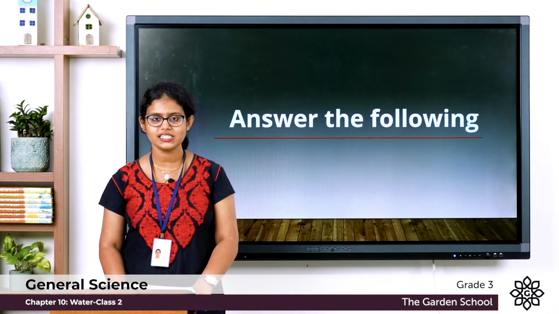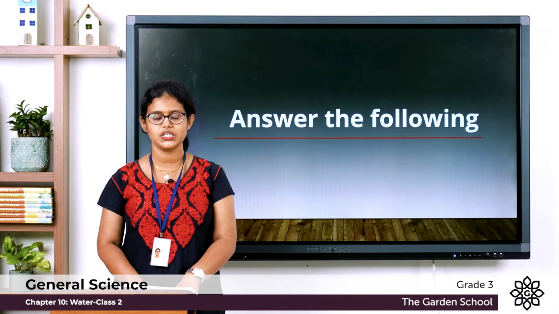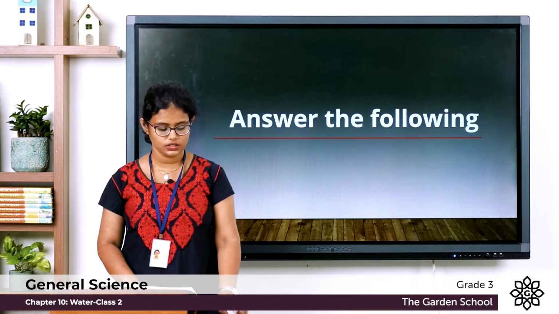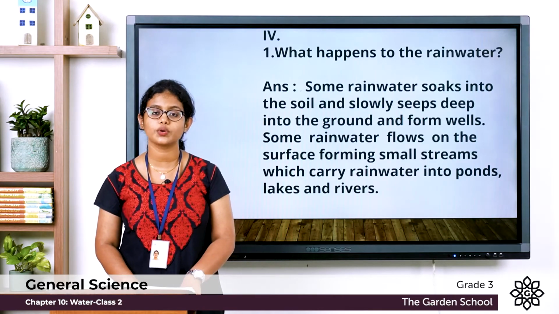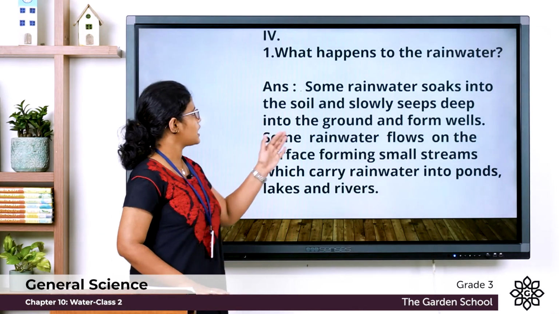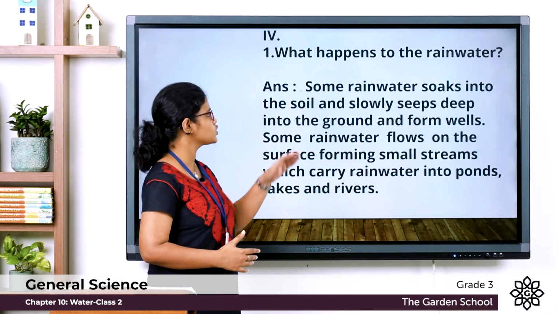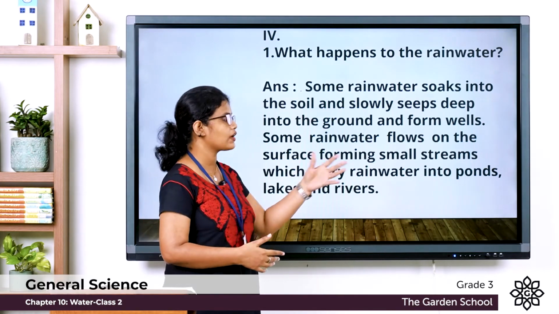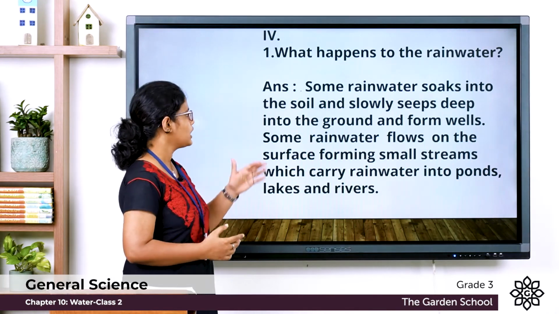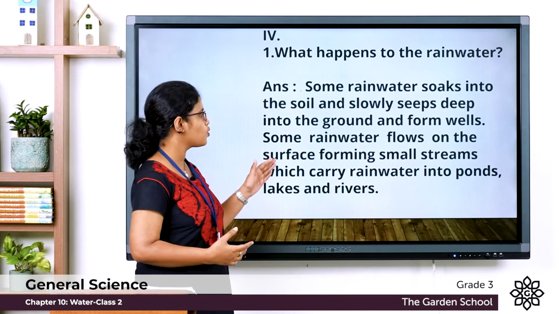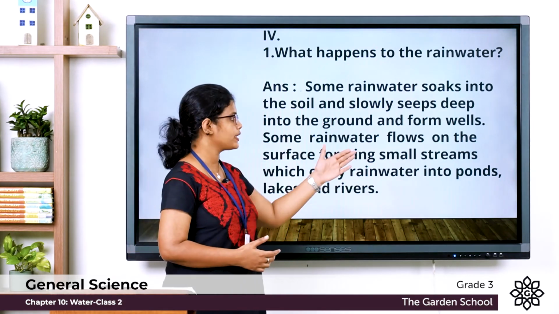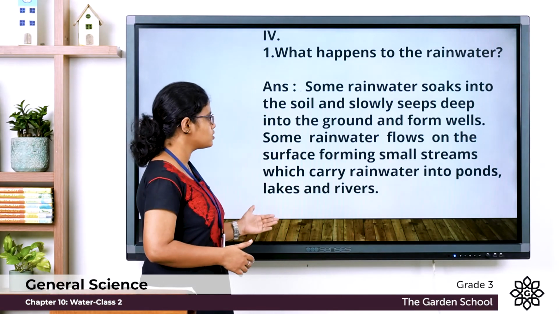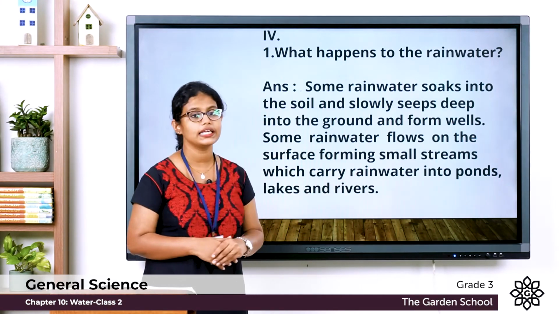Moving to the fourth exercise, answer the following questions. You can write it down in your notebook. Okay, so let's see the first question. What happens to the rainwater? Some rainwater soaks into the soil and slowly seeps deep into the ground and forms wells. Then, some rainwater flows on the surface, forming small streams which carry rainwater into ponds, rivers and lakes.